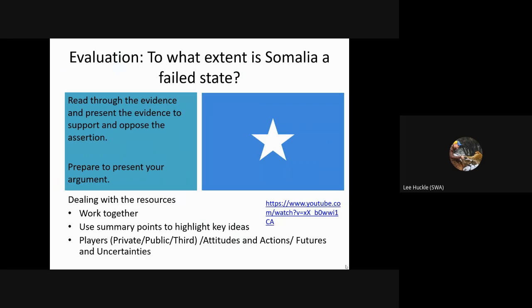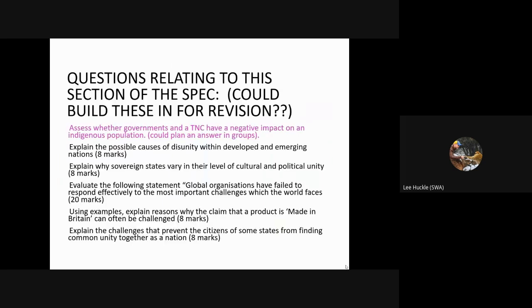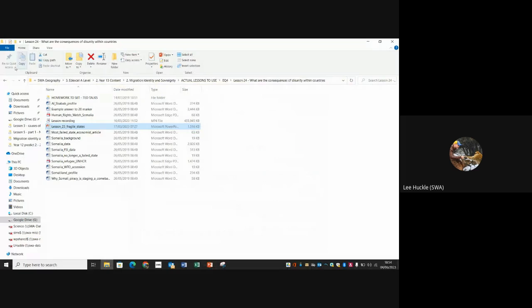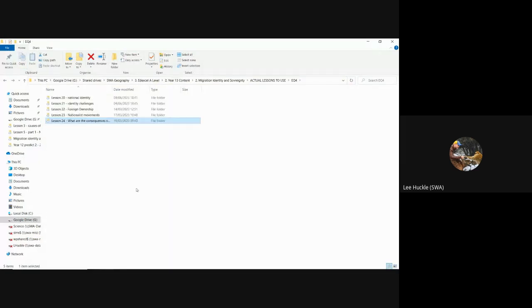Which led into your final case study example. To what extent is Somalia a failed state? Looking at Somalia and looking at what's gone on. Why is it a failed state? What has happened in Somalia? So that rounds off very nicely our EQ4.